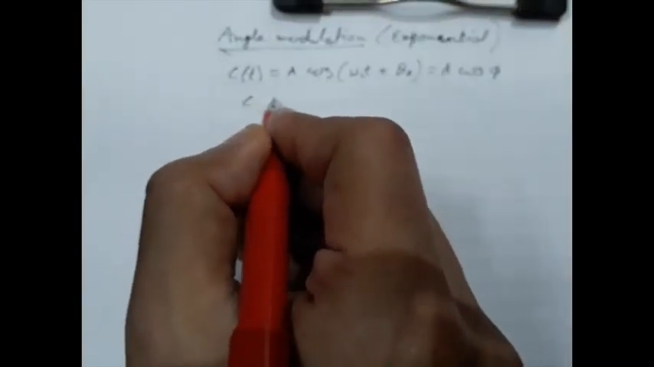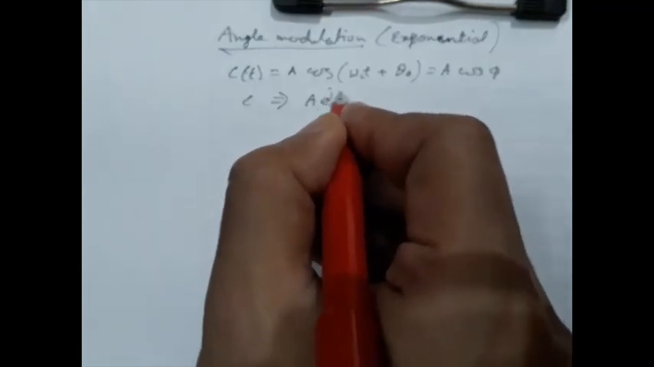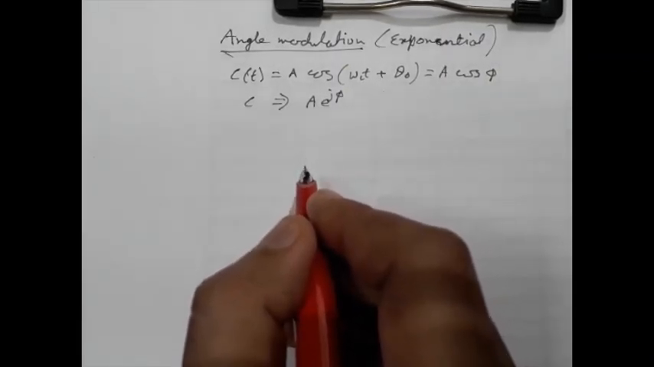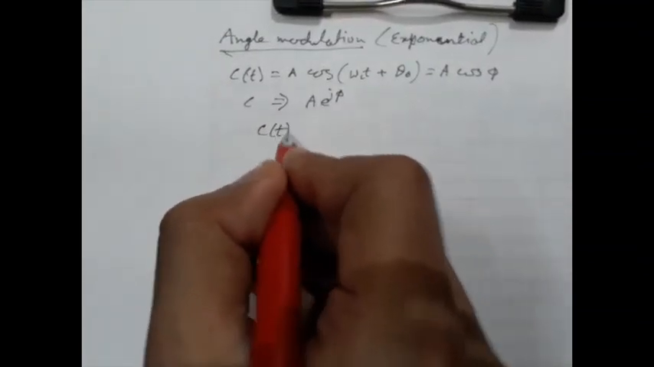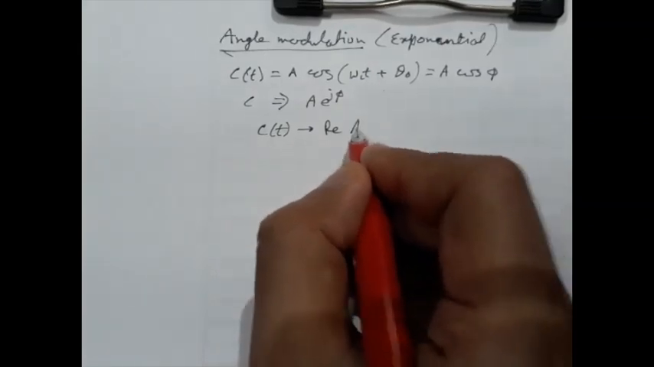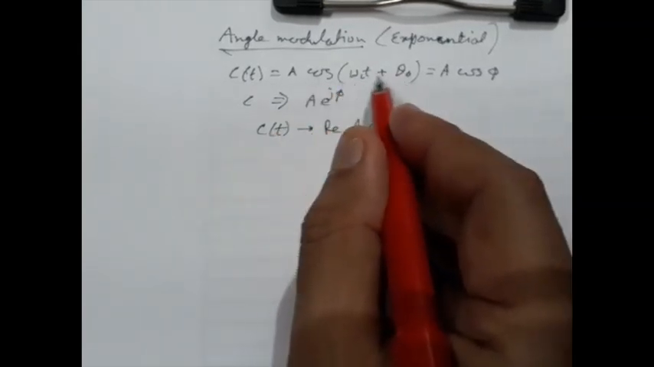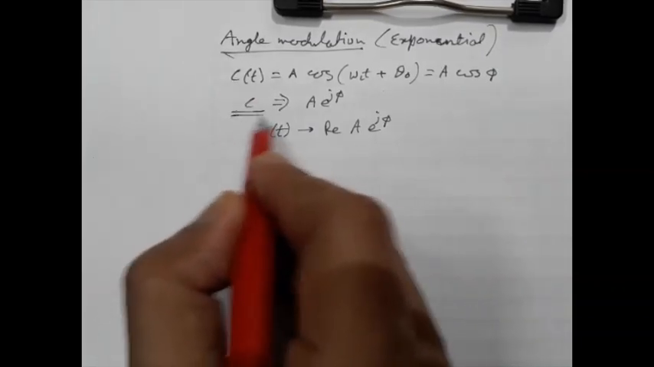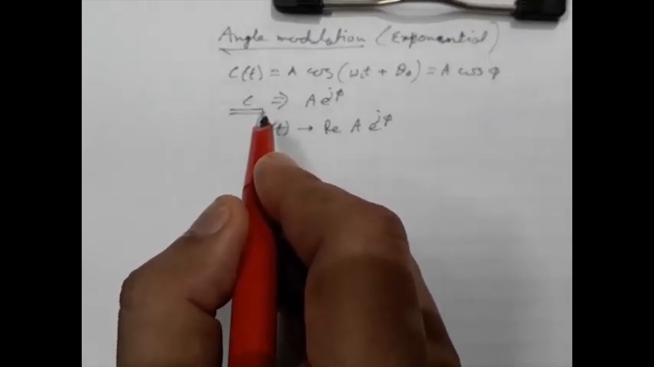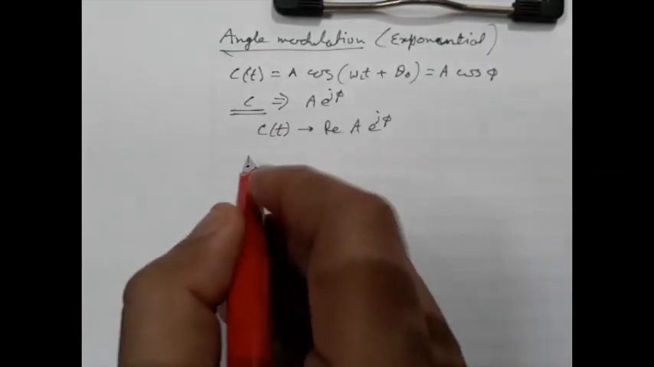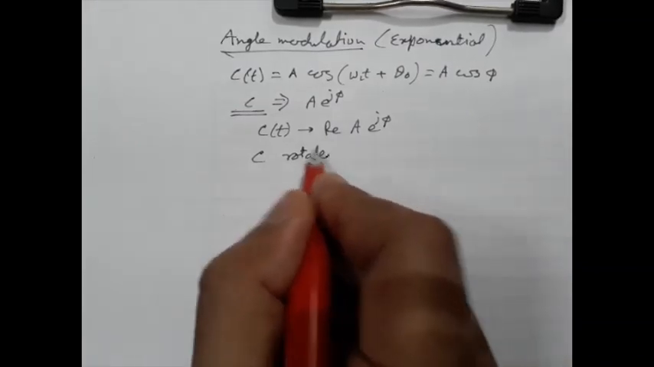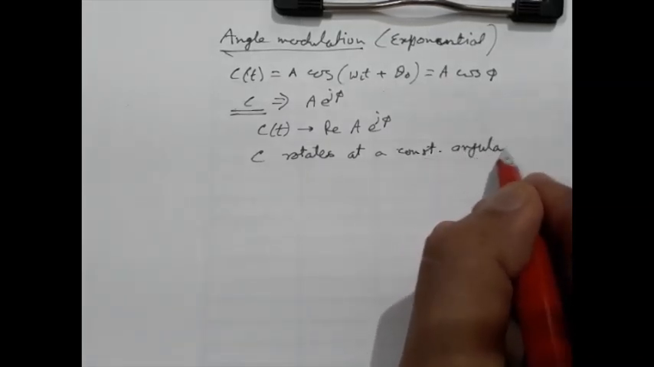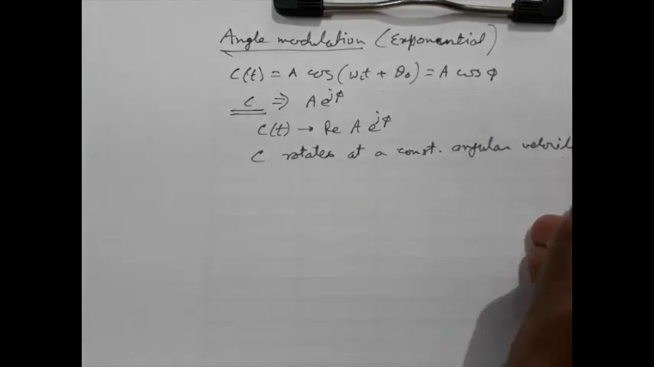Now in exponential notation, it can be written as A e to the power j phi. So if I want to get back our original signal, we have to take the real part of A e to the power j phi, and that will give us A cos(omega c t plus theta 0). This is the phasor notation. This phasor C rotates at a constant angular velocity of omega c.